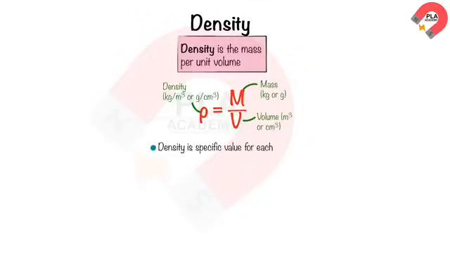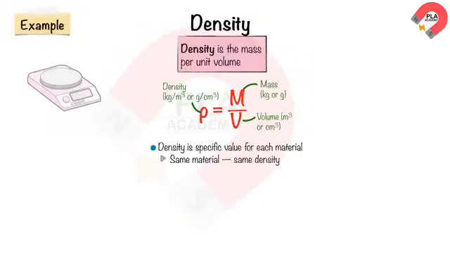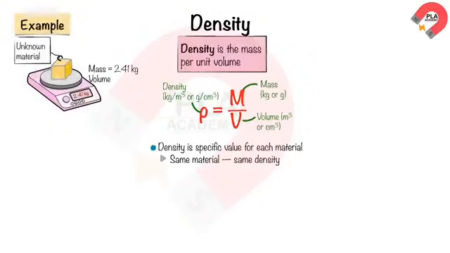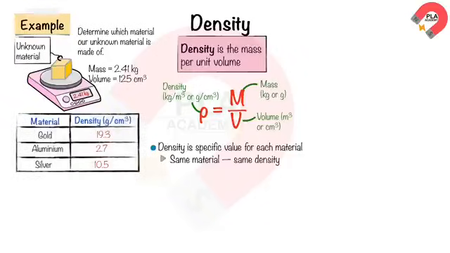Density is a specific value for each material, meaning that the same material will always have the same density. For example, let's say we have an unknown material with a mass of 2.41 kilogram, and its volume is 125 cubic centimeters. To determine which material our unknown material is made of, we know the densities of gold, aluminum, and silver as shown in the table.